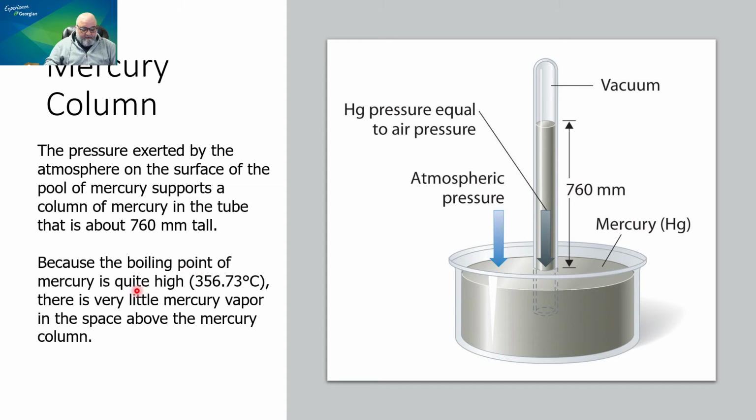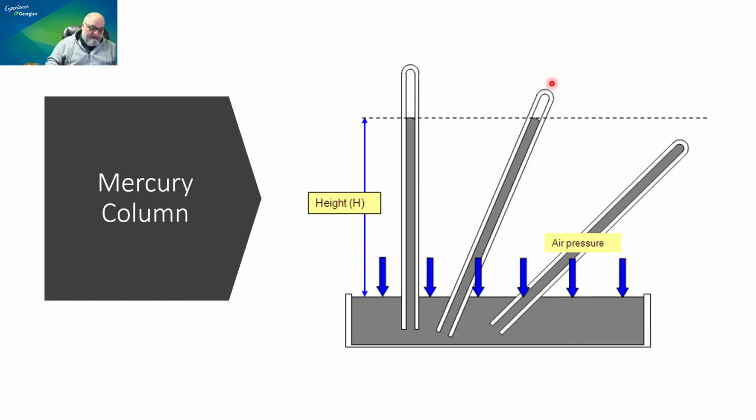Because the boiling point of mercury is quite high, there is very little mercury vapor in the space above the mercury column. So when we say this is vacuum, we mean vacuum, like there is zero pressure, zero existence of substances here. There's nothing going on here. Okay? All right.